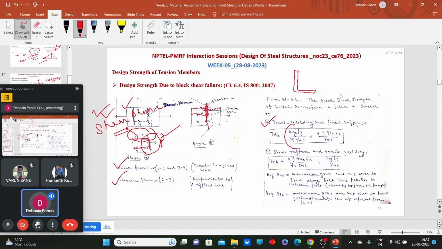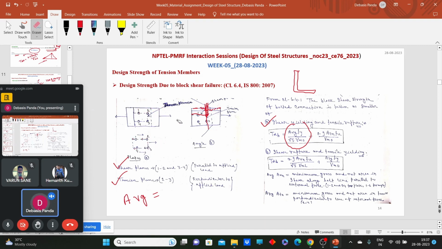First part, what is it saying? Avg. What is that? Avg is the gross cross-sectional area along the shear plane. So we are considering yielding along the shear plane. Obviously for considering yielding, we need to consider the gross cross-sectional area.